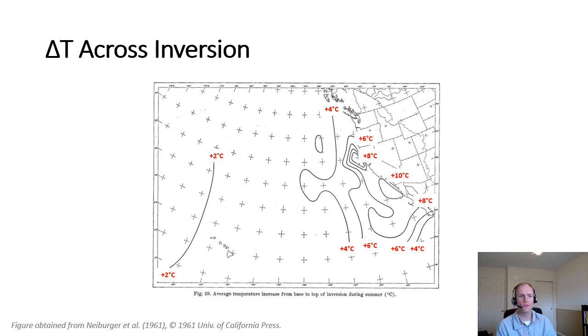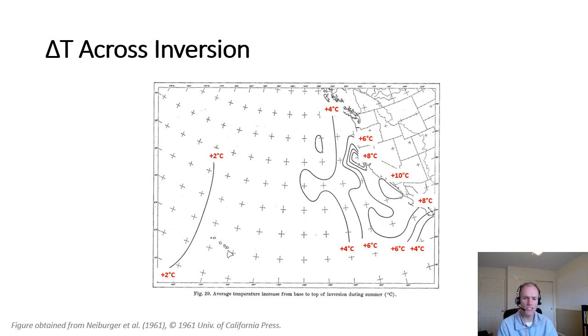We see this in terms of the spatial plot of the temperature change across the inversion. So just how much does the air warm as you go upward across the inversion from one location to the next? And we see that, consistent with our vertical cross-section on the previous slide, we have 6, 8, 10 degrees Celsius, even a maximum of 12 degrees Celsius here north and west of San Francisco in terms of the warming that we see across the inversion near to the west coast of North America.